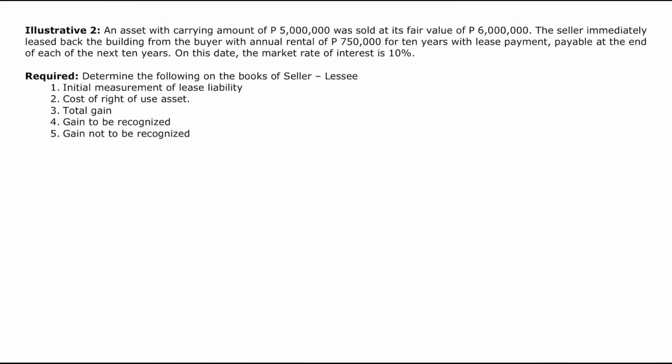Now, let's go to illustrative problem number 2, wherein here, finance lease accounting is what we apply, like what I taught earlier. Okay? So, an asset with a carrying amount of 5 million was sold at its fair value of 6 million pesos. The seller immediately leased back the building from the buyer with an annual rental of 750,000 for 10 years, with lease payments payable at the end of each year for the next 10 years. On this date, the market rate of interest is equal to 10%. So, determine the following in the books of the seller lessee.